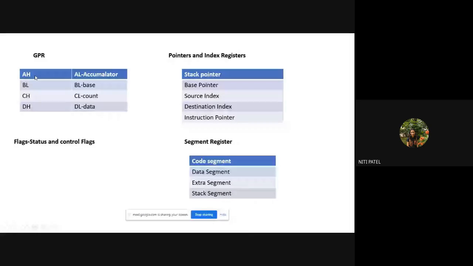Similarly, BX, the base register, was divided into BL and BH. The CX register, that is the count register, was also divided into two 8-bit parts, CL and CH. Lastly, the data register was again divided into lower 8 bits, DL, and higher 8 bits, DH. Then we had also seen what the stack pointer, base pointer, source index, destination index, and instruction pointer are. Then we had seen the different segment registers of the address registers, like code segment, data segment, extra segment, and stack segment.